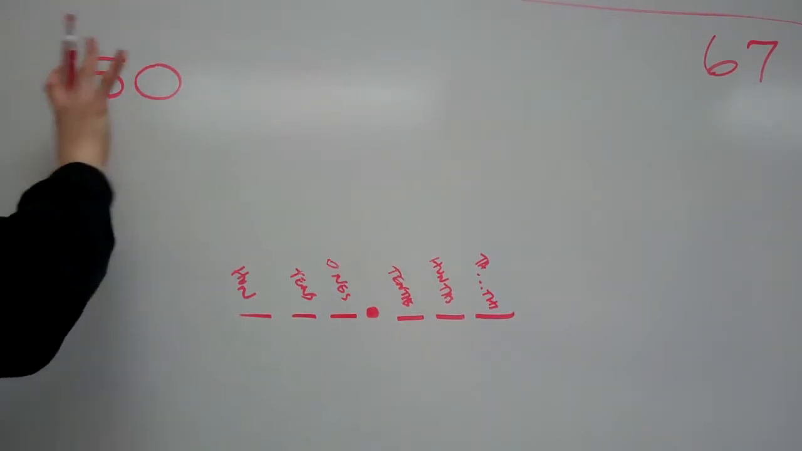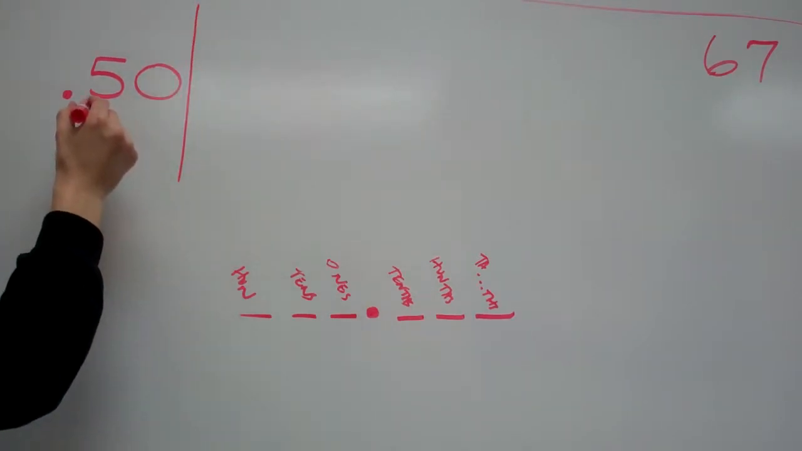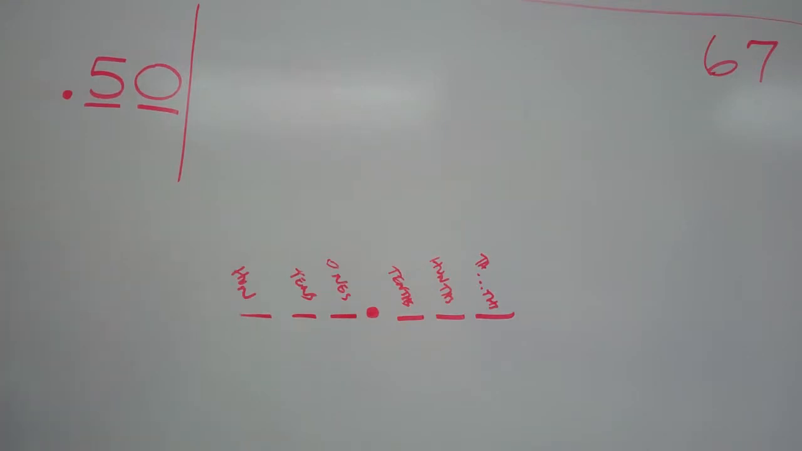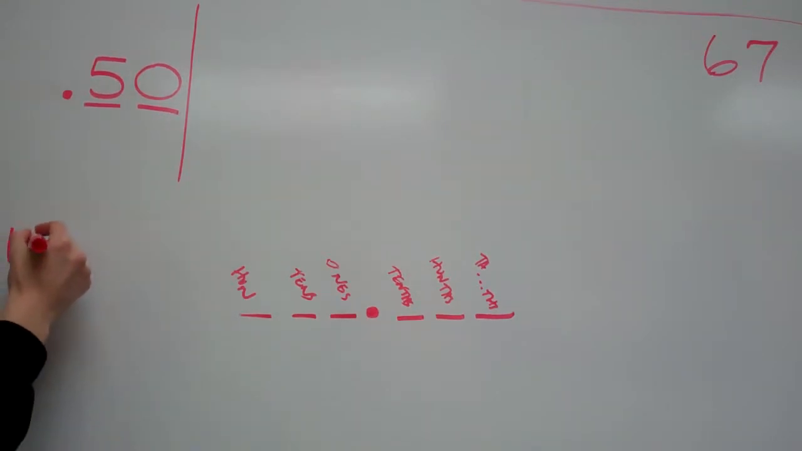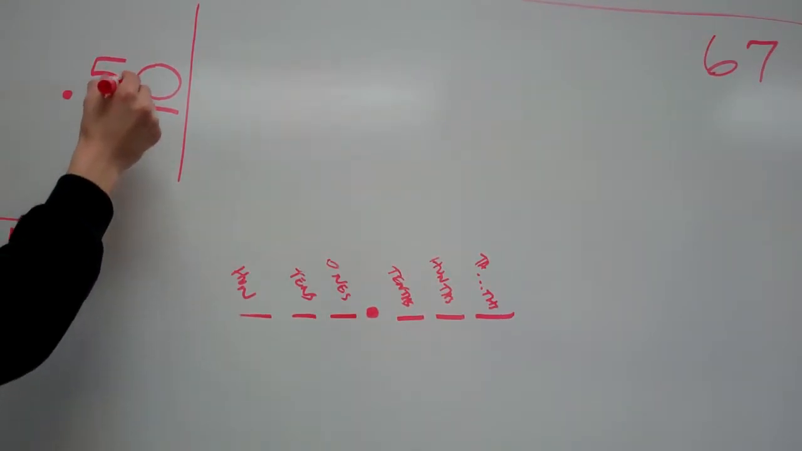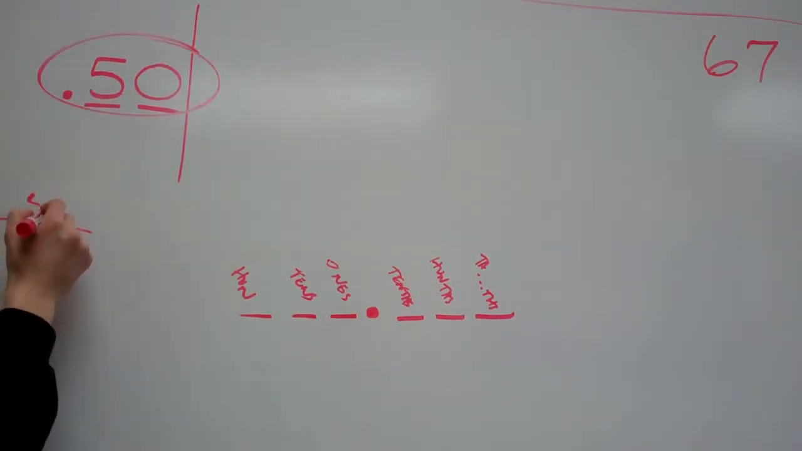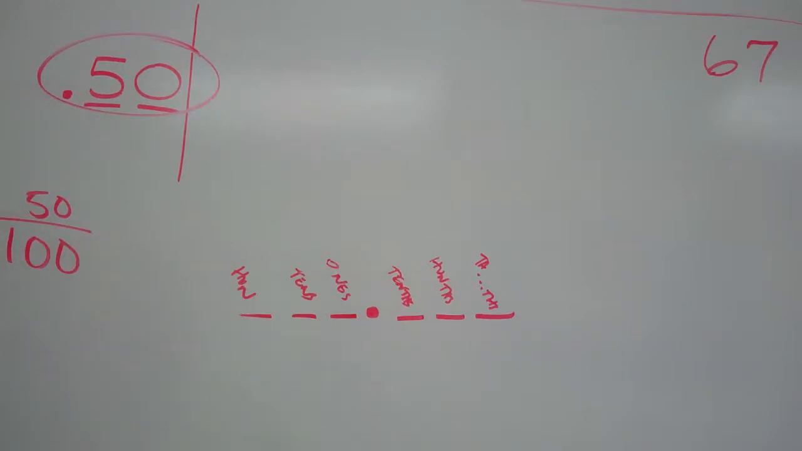How far is this number? What spot is it in? We have the tenths and the hundredths. So guess what I'm going to put on the bottom? I'm going to put 100. And what number do I have up here? 50. So 50 over 100.